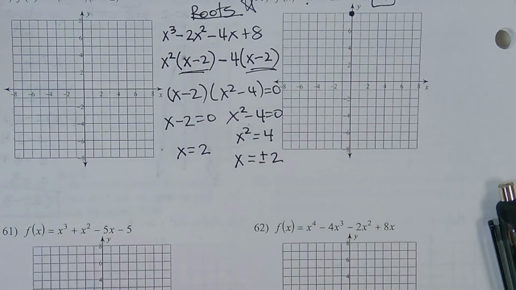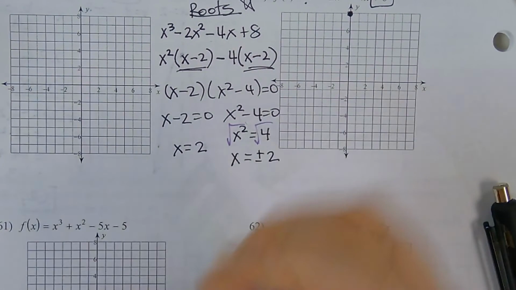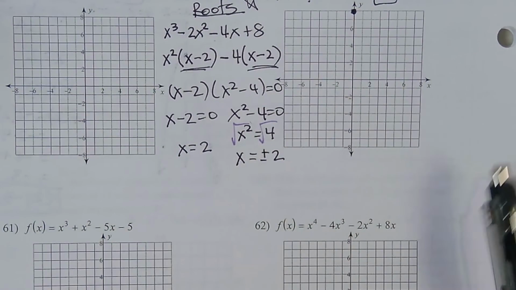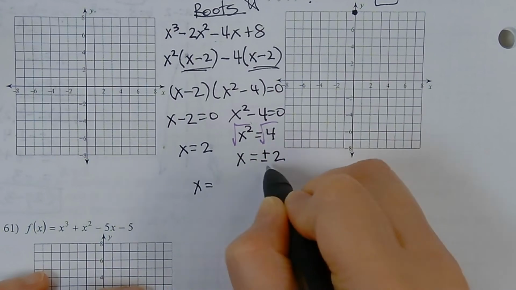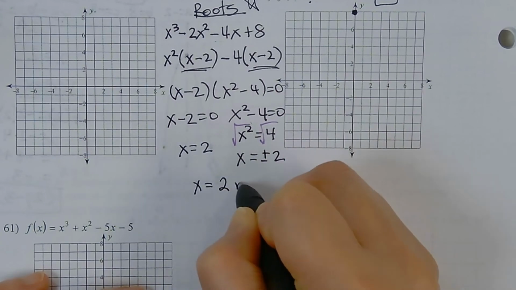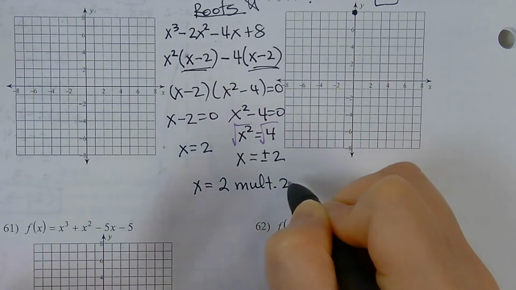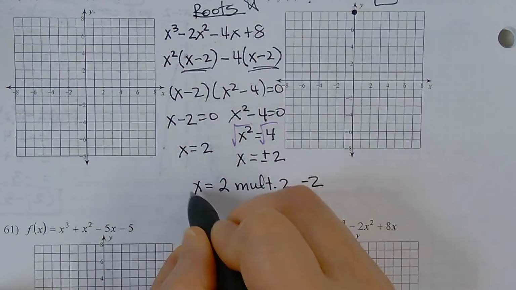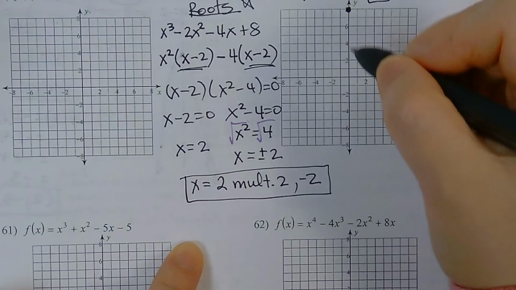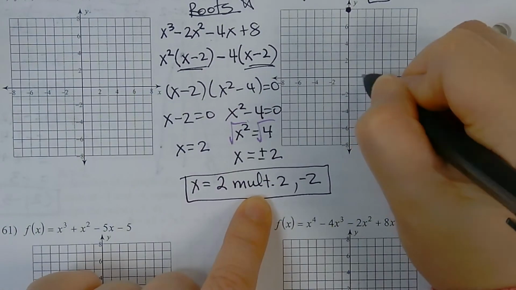All right, I'm going to just draw that in there. So notice I have two 2's, right? So I have x is equal to 2, multiplicity of 2, because that happened 2 times. And then also a negative 2. So those are my roots. So I'm going to have 1 at 2, 1 at negative 2.